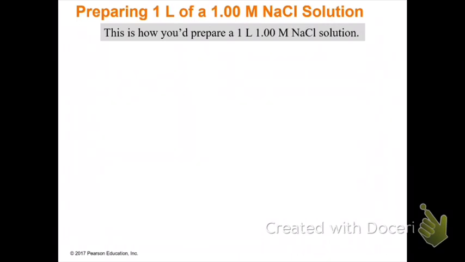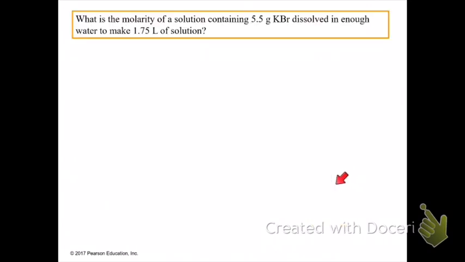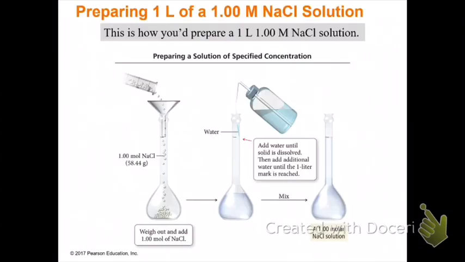So what you use is what they call a volumetric flask. This is a volumetric flask shown right here, and a volumetric flask is a very accurate glassware. It's a lot more accurate compared to a graduated cylinder or an Erlenmeyer flask or a beaker for that matter. So this is very expensive.